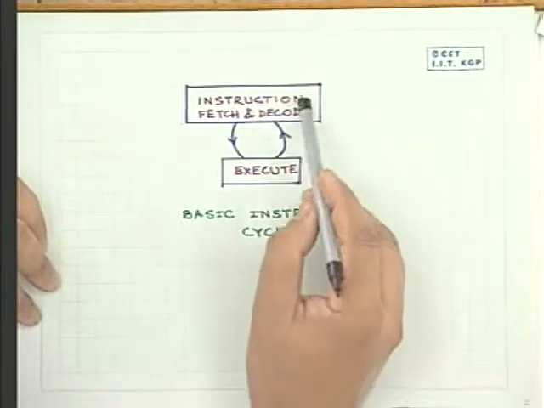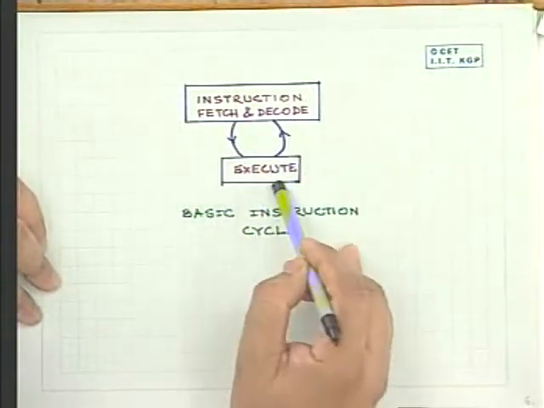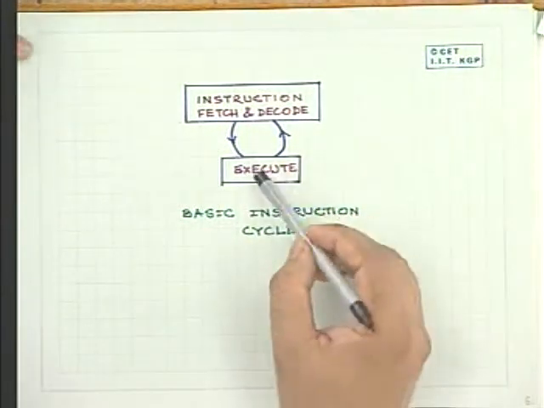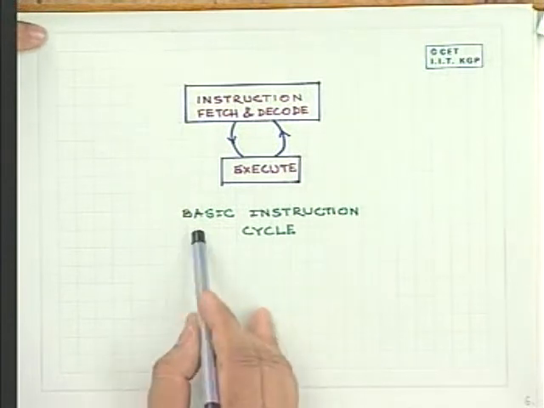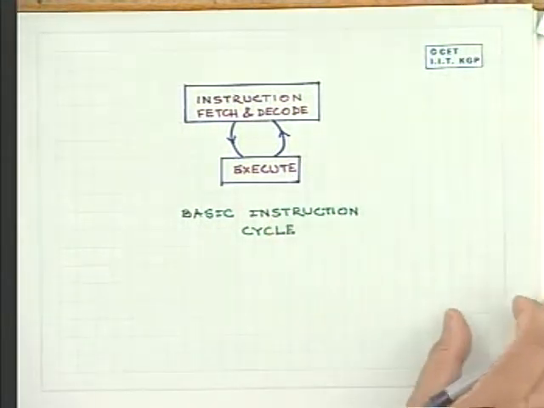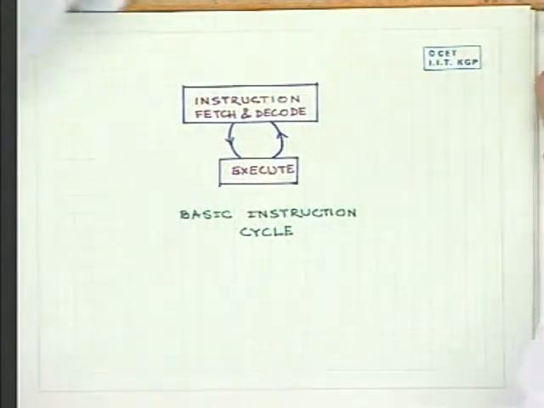Now from this we can see that the execution of any instruction essentially consists of two steps. One is instruction fetch and decode, and the other is instruction execute, and we call this a basic instruction cycle.